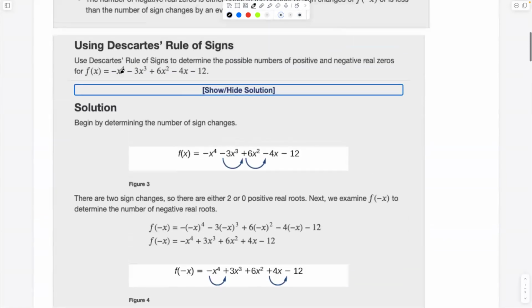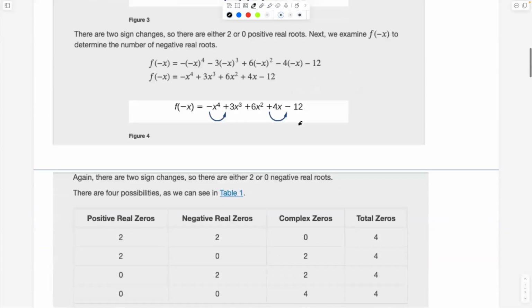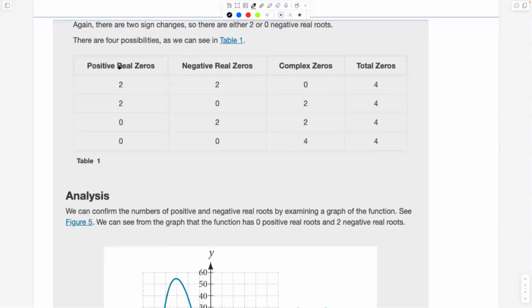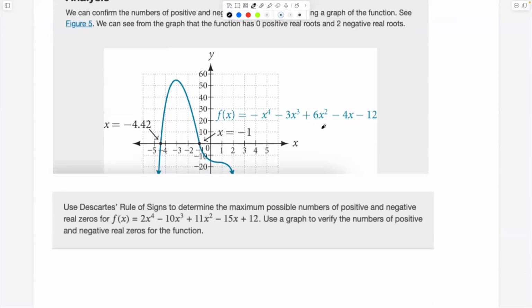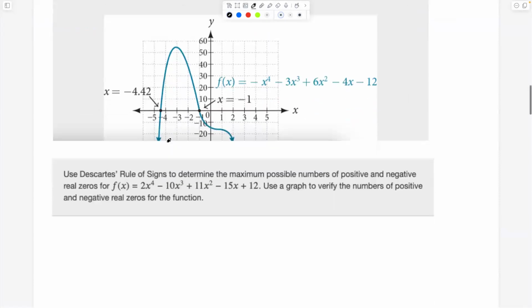So we know we got 4 roots altogether. We're guaranteed we have 4 roots. It's a 4th degree polynomial, 4 complex roots. There's no guarantee we have any positive or negative roots at all. So here is the breakdown of everything possible. And here is the actual graph. We do have 2 real roots. We only had 2 real roots. Notice they're both negative.